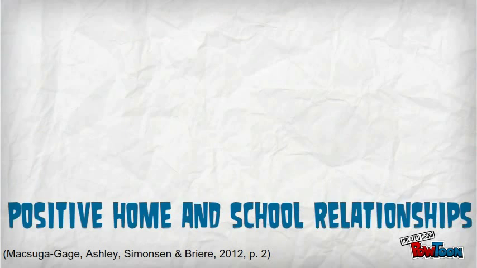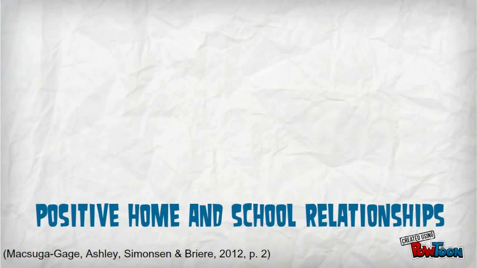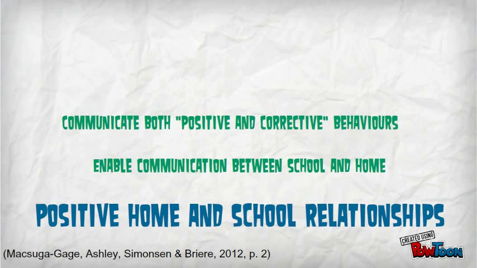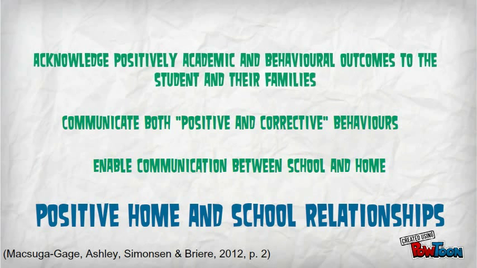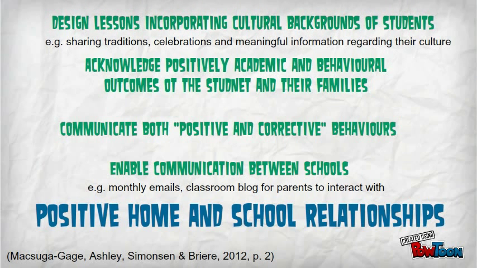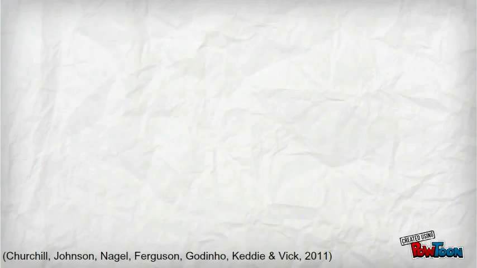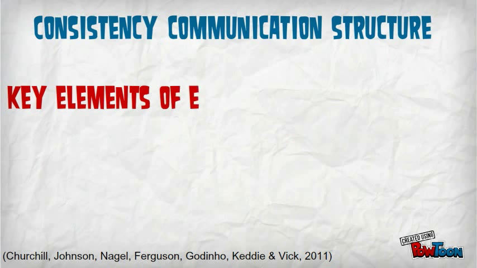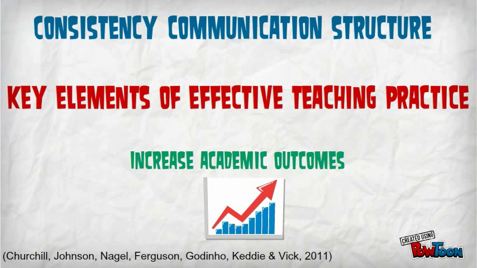Lastly, create positive home and school relationships that enhance the classroom climate. You can do this by enabling communication between the school and home. Communicate both positive and corrective behaviors pertaining to academic attainment and social interactions. Acknowledge positively academic and behavioral outcomes to the student, ensuring it is also communicated to the families. And design lessons that incorporate cultural backgrounds of students and their families. By incorporating consistency, communication, and structure, these key elements of effective teaching practices can increase academic outcomes.